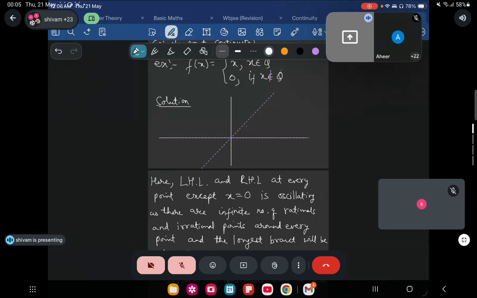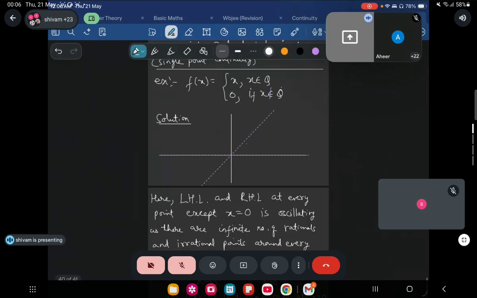Okay, so congratulations, everyone. One more chapter is complete. Continuity is over. One problem based on this single point continuity, I'll give as homework. Next, I have some time left, so I'll start with derivability.